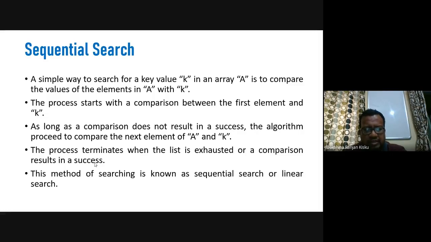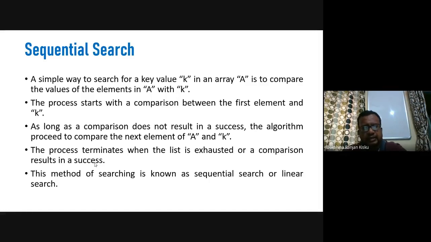Now we can initiate the search process with a comparison between the first element and the searching element k. In this comparison, we compare the first element of the array A with the searching element k. If this search does not give any result, then we proceed to the next element of A. That means the second element of A will be compared with the searching key value k. The process will terminate when the list is exhausted or a comparison results in a success. This method of searching is known as sequential search or linear search.